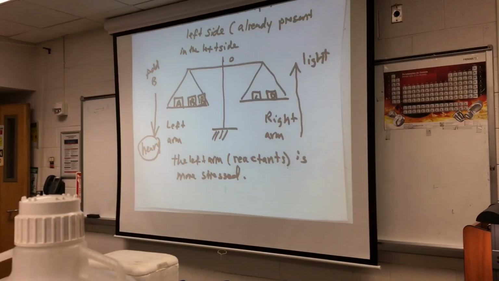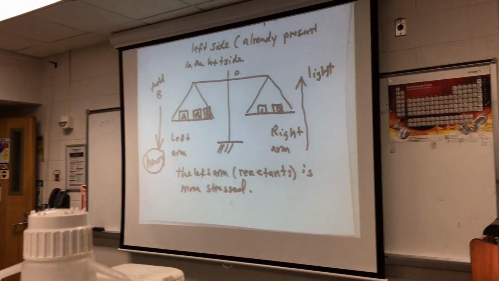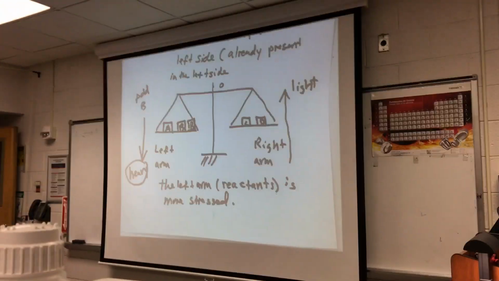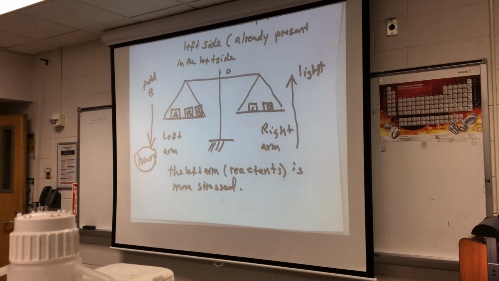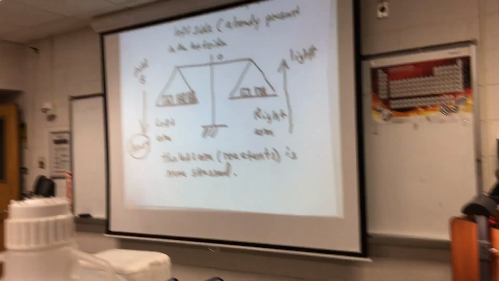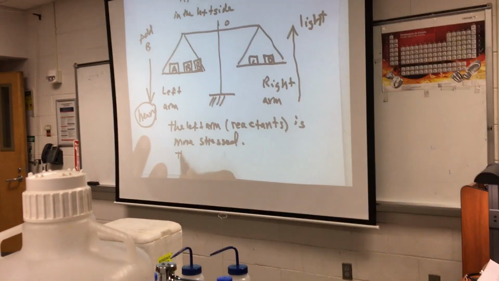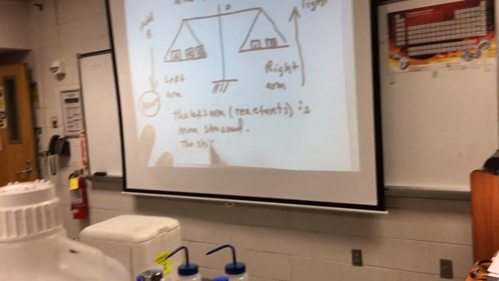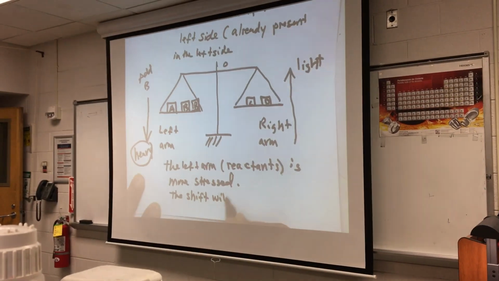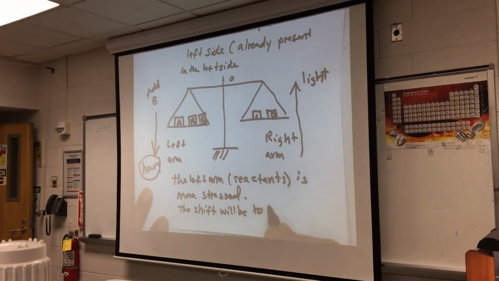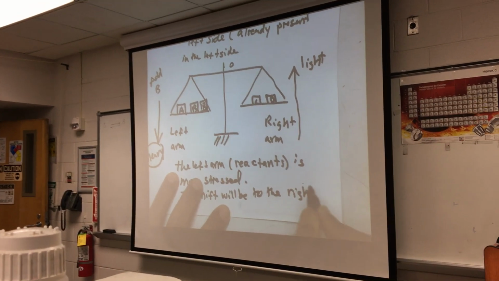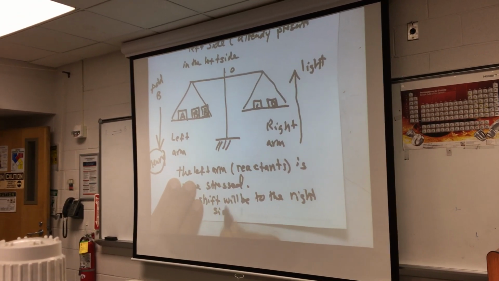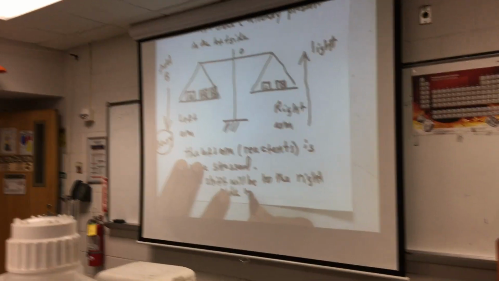The shift will be which way? To the least stress, which is to the right arm, correct? Some of the weight has to go to the right arm to balance the two arms to be equal in weight, correct? So the shift will be to the right side, correct? To the product side.